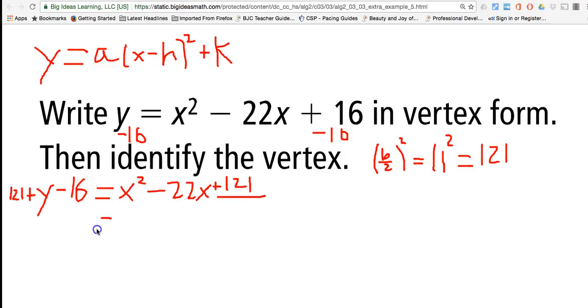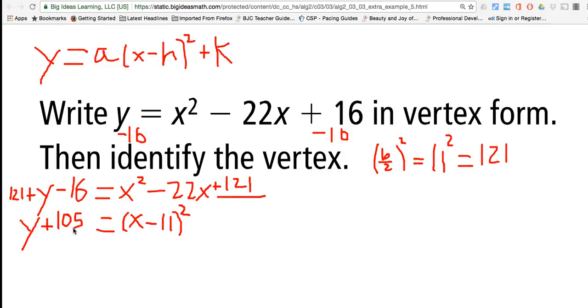So the next step is to go ahead and rewrite this as our perfect square binomial. So you'll see x squared minus 22x plus 121. We're just taking x, and in this case we're subtracting whatever b over 2 was. So x minus 11, and that's our perfect square binomial. Now on this side, we have to go ahead and combine our like terms. So we have y, and we have 121 minus 16. So we have y plus 105.